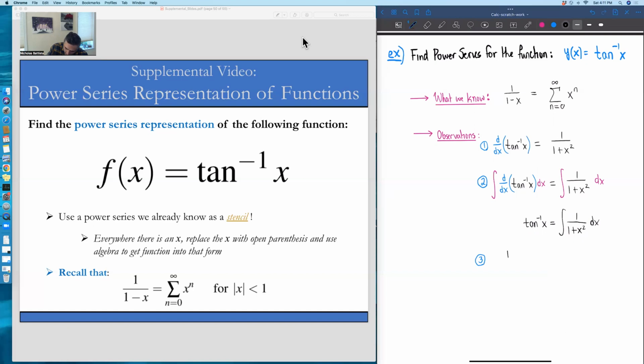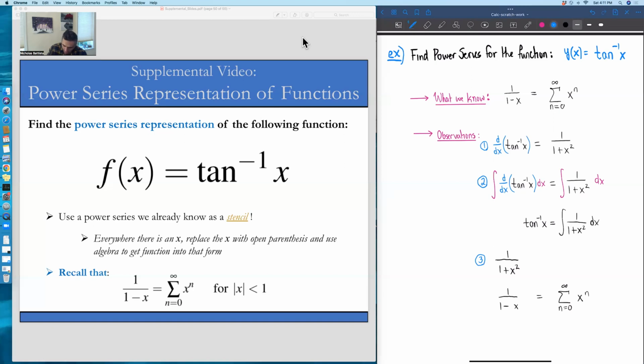So we really are interested in the power series for 1 over 1 plus x squared. However, what we know at this point is the power series for 1 over 1 minus x, and that's equal to this power series on the right-hand side of basically x to the n. So this is the idea where we're going to use what we know and try to do a composition of functions, or basically try to create the stencil, like I've been calling it. So we start off with what we know. We have 1 over 1 minus x, and that's equal to the power series from n equals 0 to infinity of x to the n.